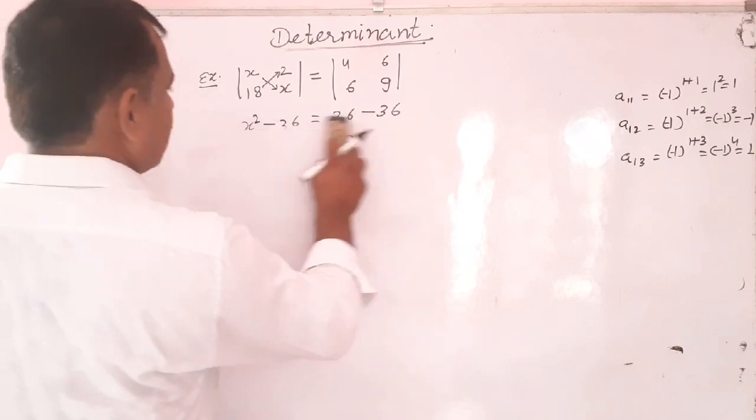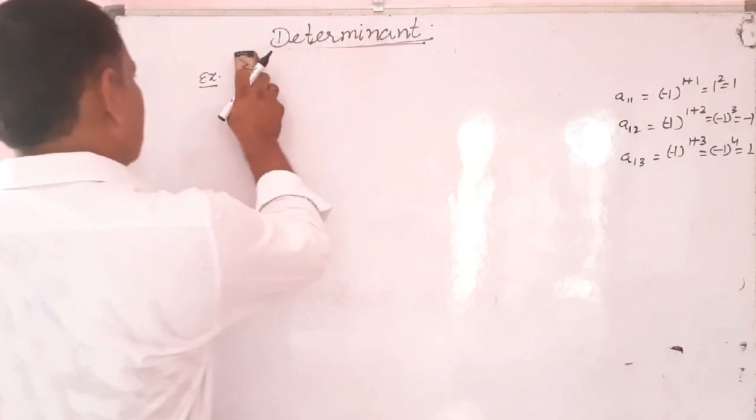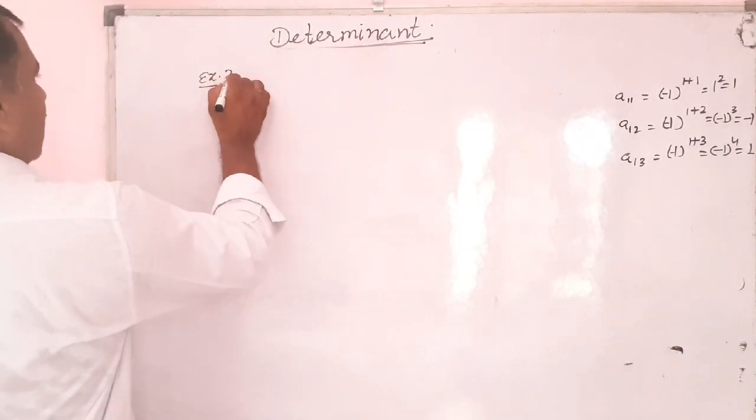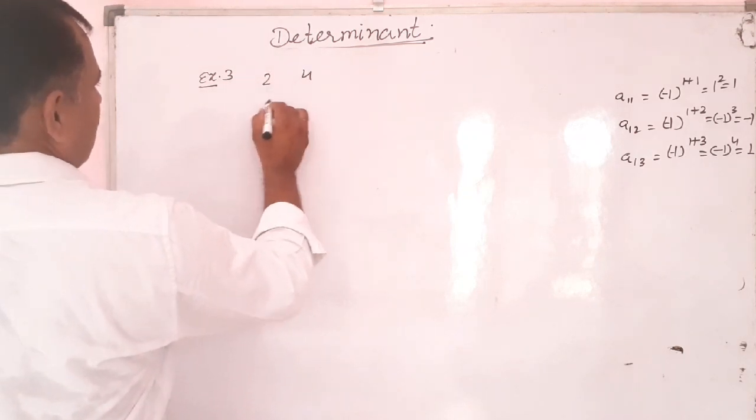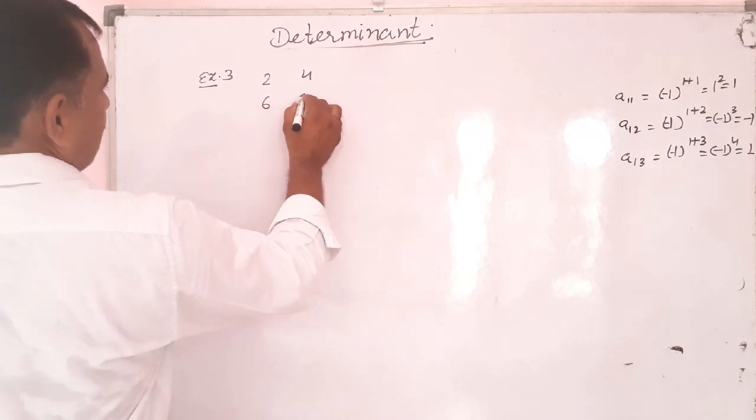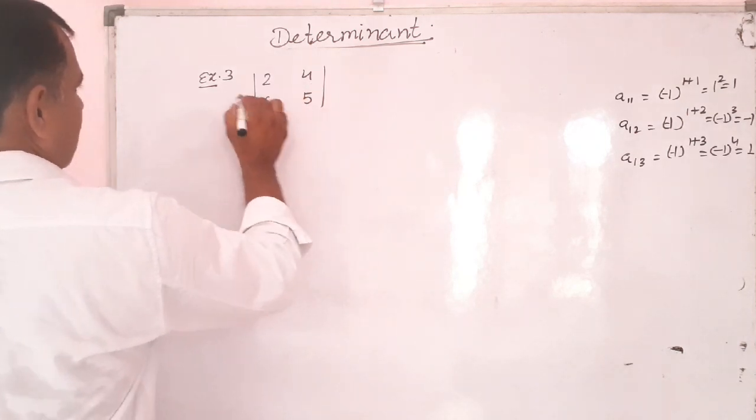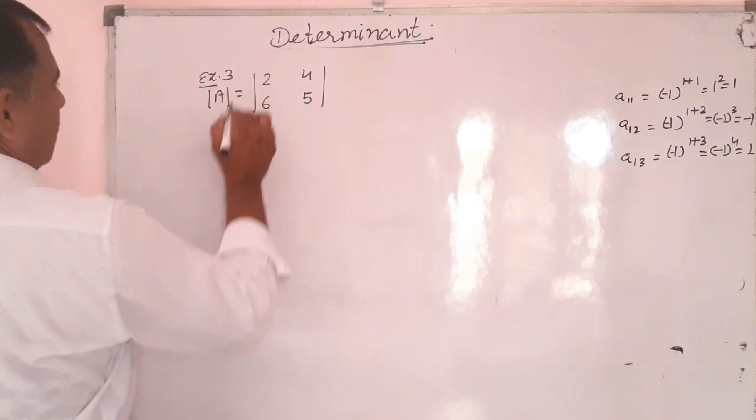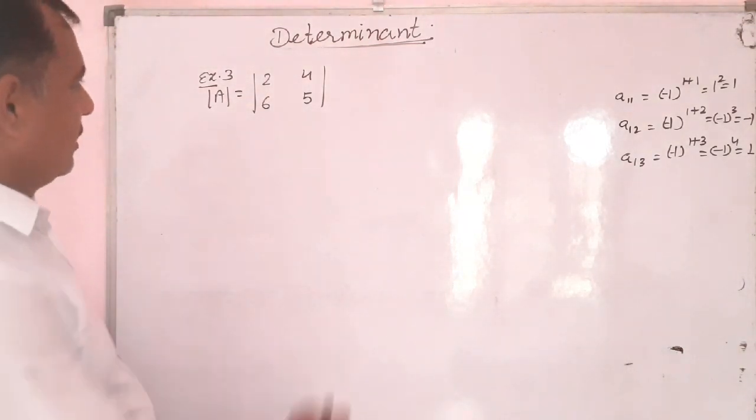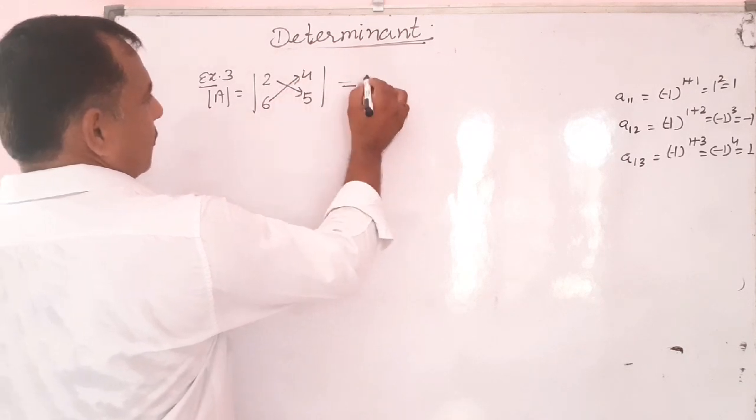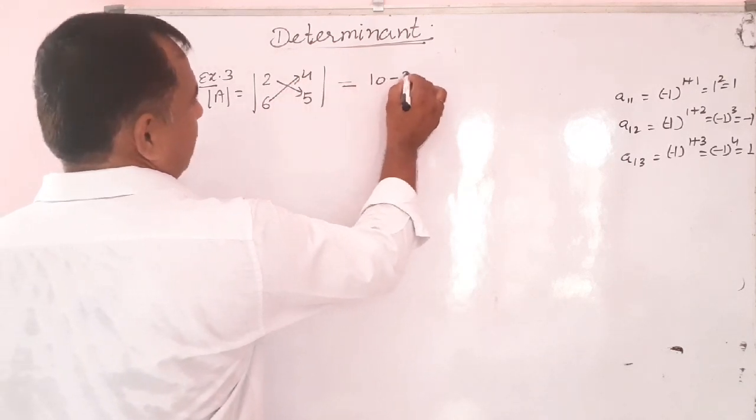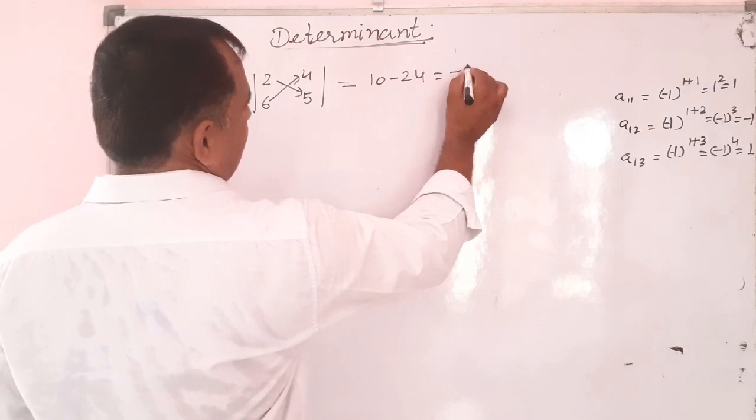Next. Example number 3. 2, 4, 6, 5. Find the value of determinant. Again same method. 5 to the 10 minus 24 equals minus 14.